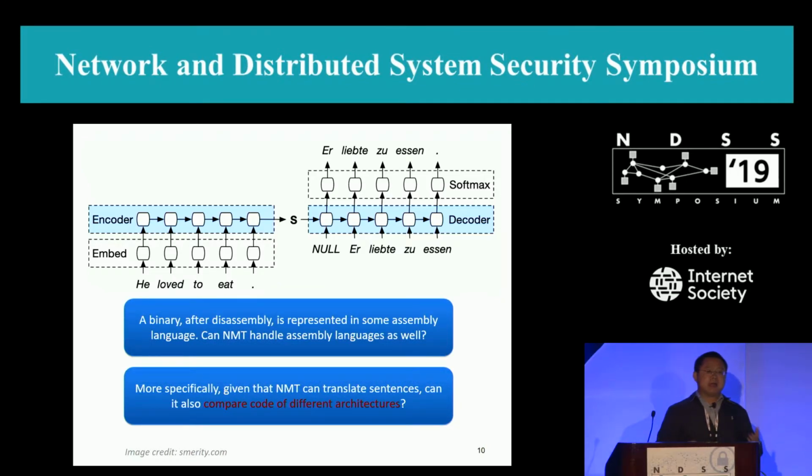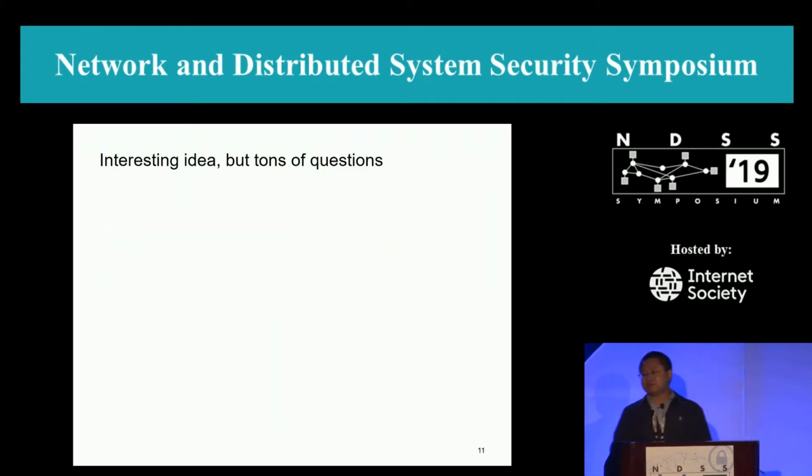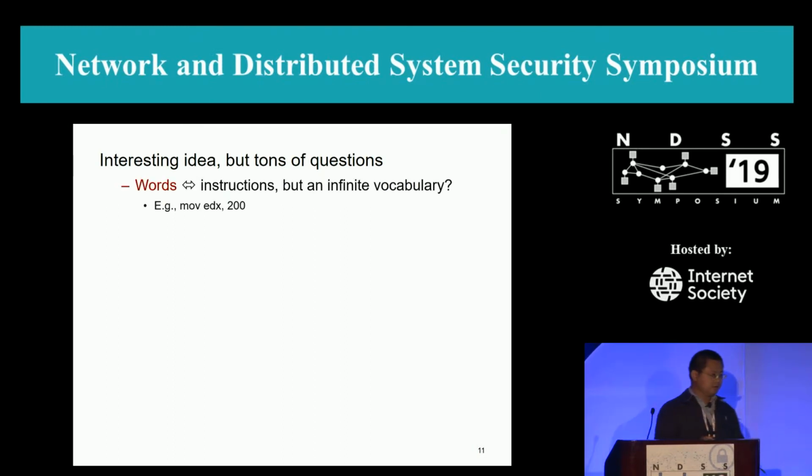We noticed that once you disassemble a binary, you end up with a piece of code represented using some assembly language. Since NMT can handle very sophisticated human languages very well, could it also handle different assembly languages? And more specifically, could we apply NMT to this kind of cross-architecture code similarity comparison? That's definitely a very interesting approach, but there are tons of questions.